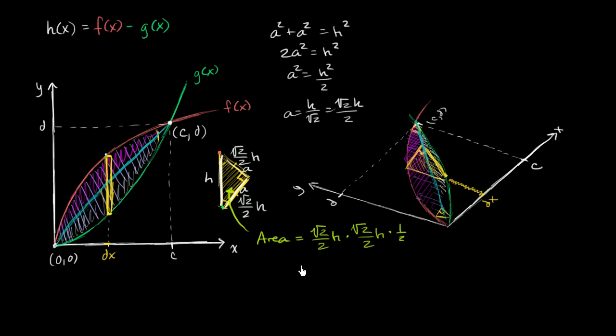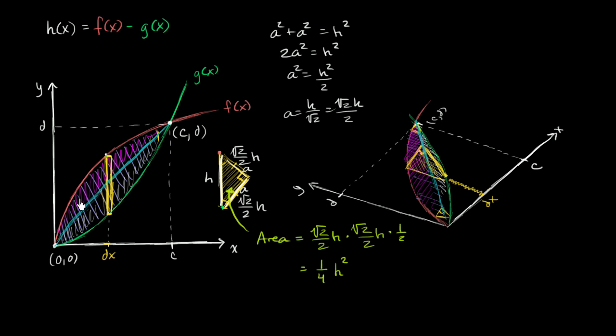So what's this going to be? Square root of 2 over 2 times square root of 2 over 2 is going to be 1/2. And then you're going to have another 1/2. So it's 1/4 h squared. Did I do that right? Yes, it's going to be 2 over 4, which is 1/2, and then times another 1/2 is 1/4. h squared is the area.